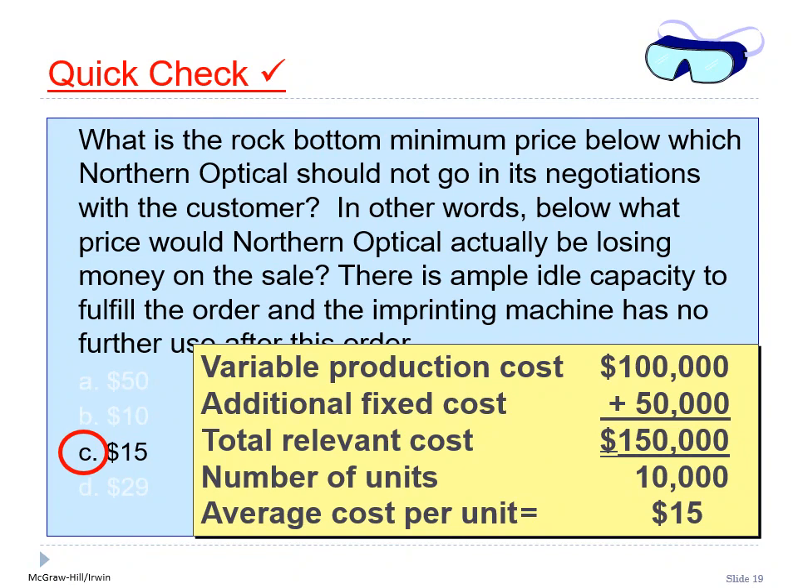So 150,000 divided by 10,000, so the average cost per unit is $15. So the right answer is $15. Okay, so the bottom minimum price below which Northern Optical shouldn't go in its negotiation with the customer equals $15.